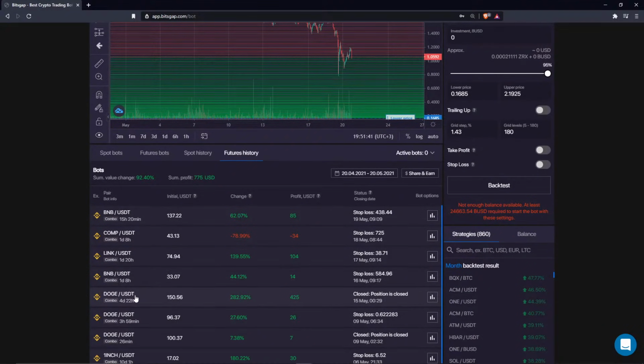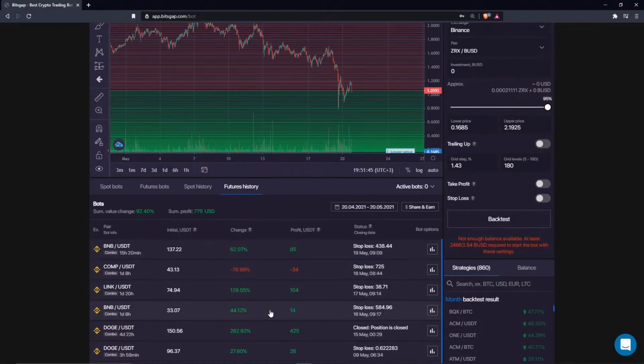So as the price of Doji was falling, this is the amount I made. And I also set the Link, Comp and BNB to trade on the downfall, so that this was my kind of hedge against the downfall.